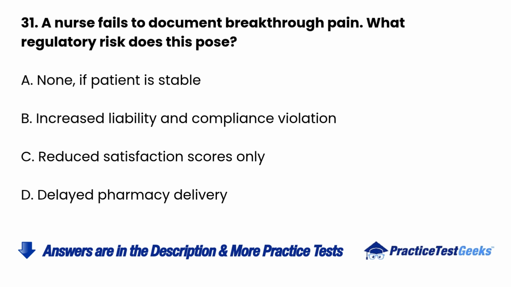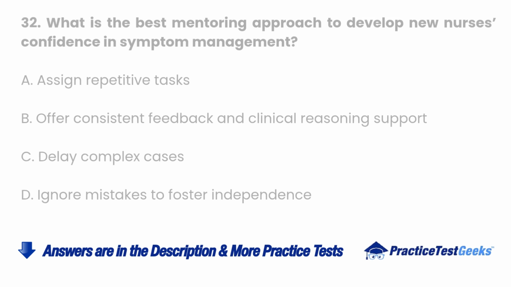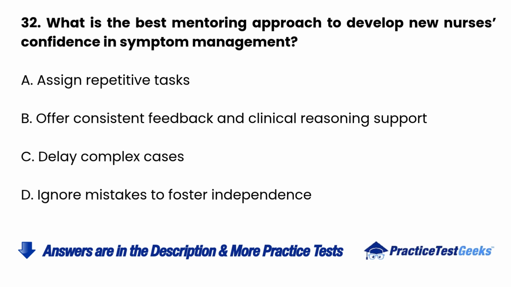31. A nurse fails to document breakthrough pain. What regulatory risk does this pose? A. None, if patient is stable. B. Increased liability and compliance violation. C. Reduced satisfaction scores only. D. Delayed pharmacy delivery.